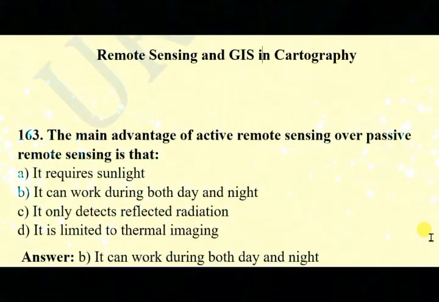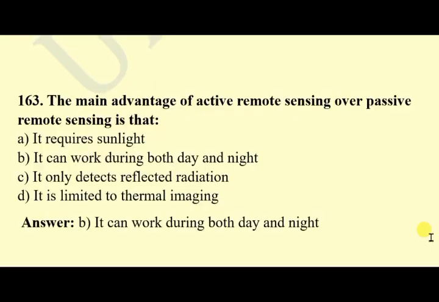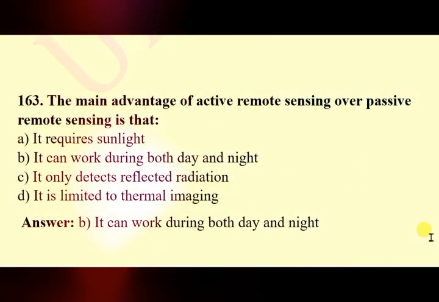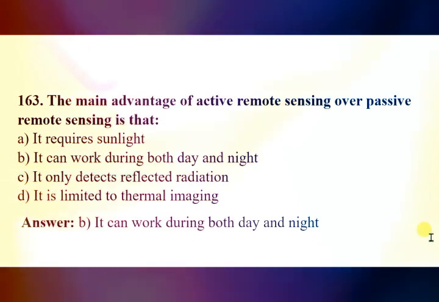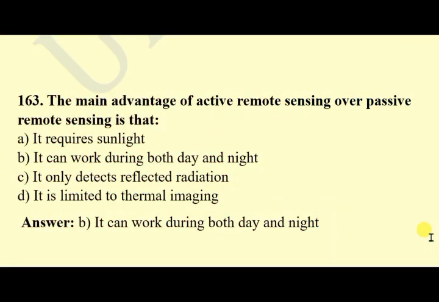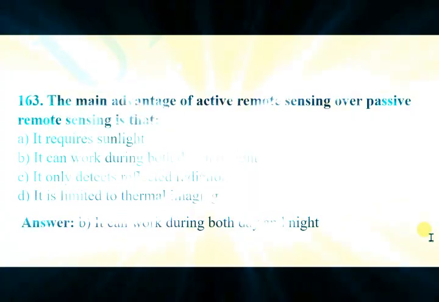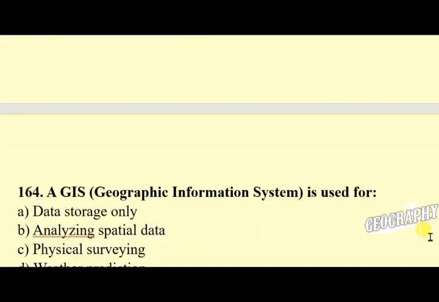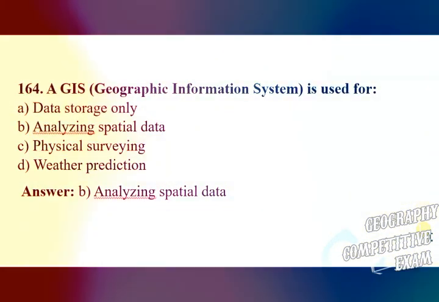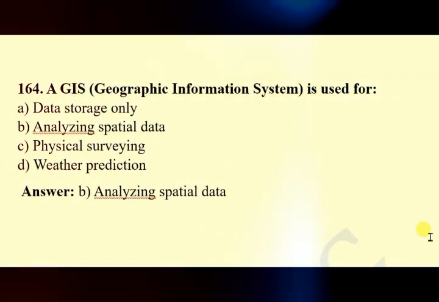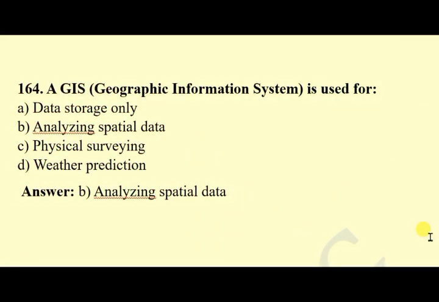Remote sensing and GIS in cartography. Question 163. The main advantage of active remote sensing over passive remote sensing is that: it requires sunlight, it can work during both day and night, it only detects reflected radiation, it is limited to thermal imaging. Here the right answer will be it can work during both day and night. Question 164. A GIS, Geographic Information System, is used for: data storage only, analyzing spatial data, physical surveying, weather prediction. Here the right answer will be analyzing spatial data.